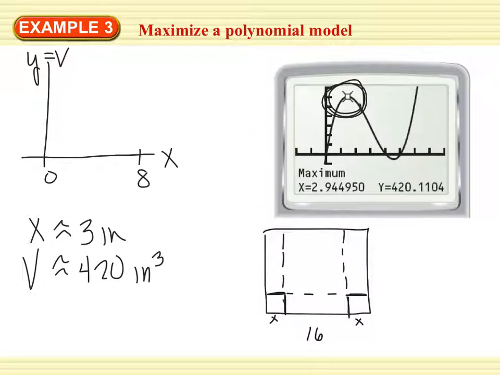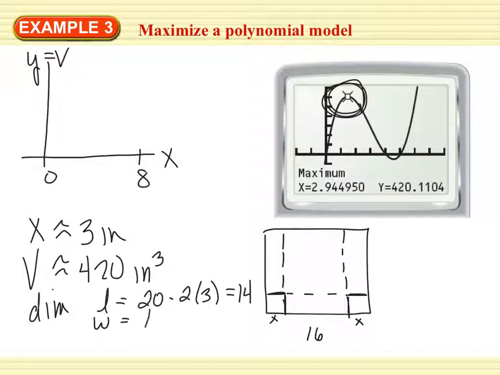So the dimension of the box is going to be, I need my paper, there we go. Length is 20 minus 2 times 3, or 20 minus 6, which is 14. Our width is 16 minus 2 times 3, or 16 minus 6, which is 10, and our height is 3. Sweet.